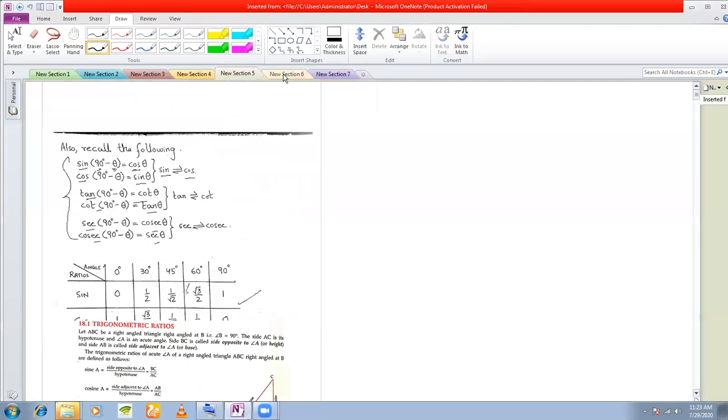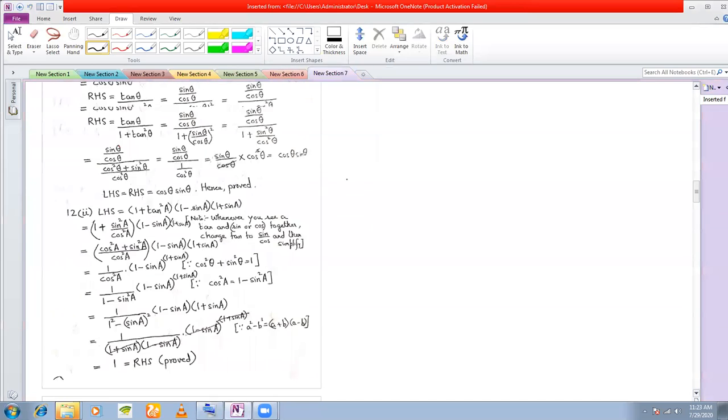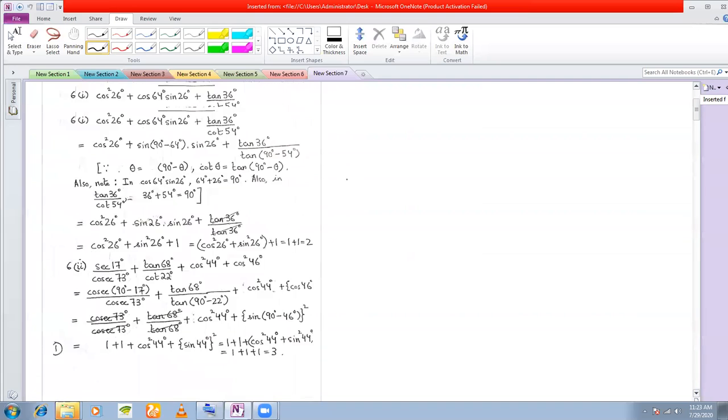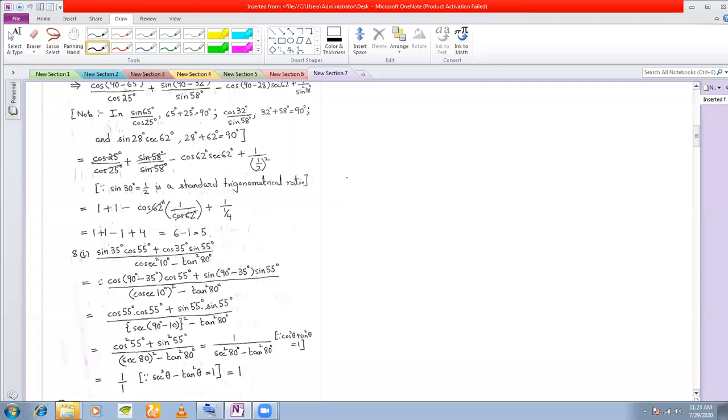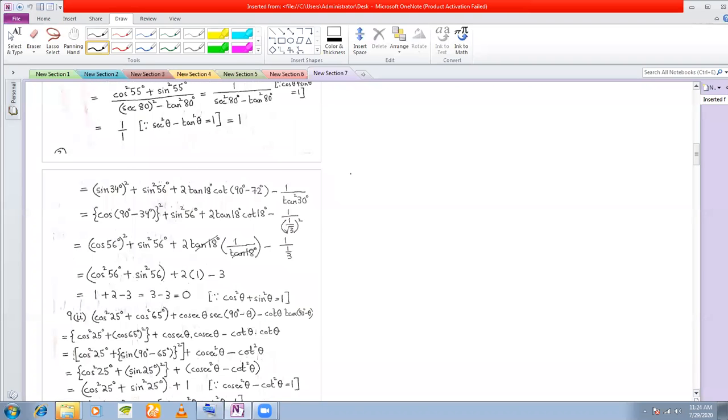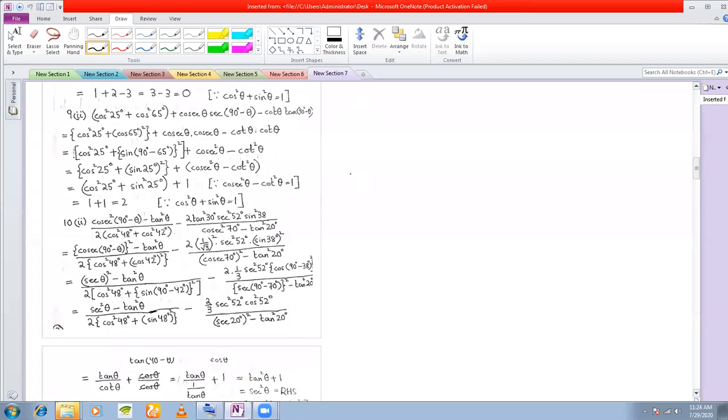Yes, trigonometric identities. Now I'll skip some of the first few sums. And what I intend to start with is I will do the important sums only. I have solved all the exercises, all the problems in the exercises here. So what I'll do is I'll explain only the important ones to you. Let us start with 12.2.